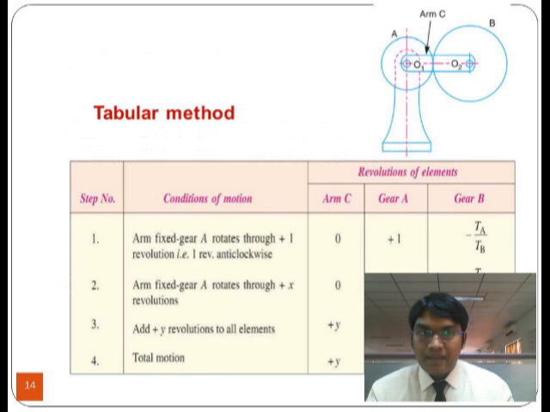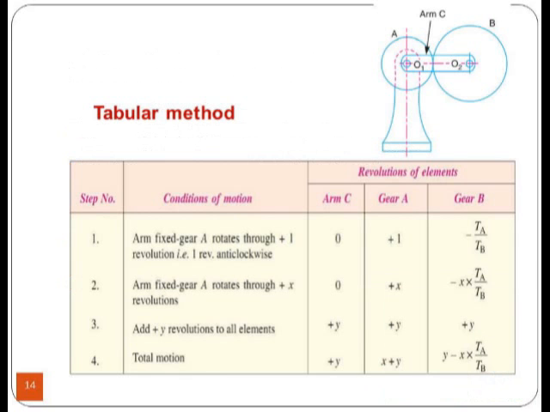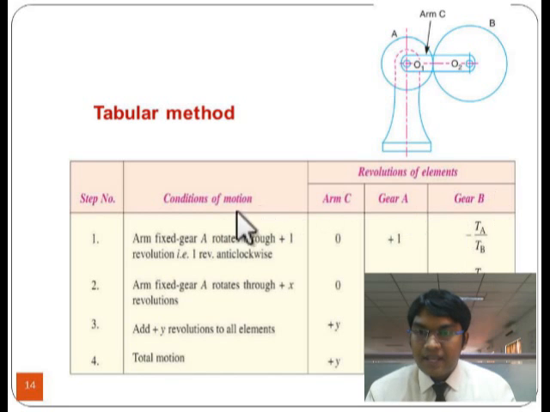Now, this is how the table that we will be drawing will look. We should remember these terms: the step number, conditions of motion, and revolution of elements. Revolution of elements depends upon how many gears you have, and all those characters will be taken into account. The first condition of motion will be fixing any one of the gears, and then we'll be moving the one which is meshing with it.